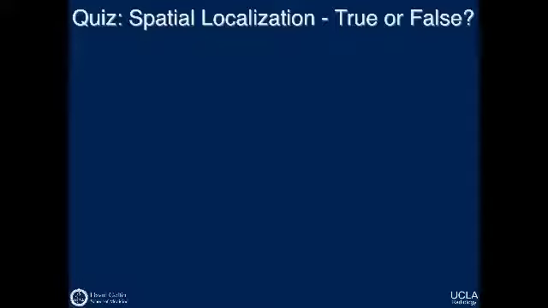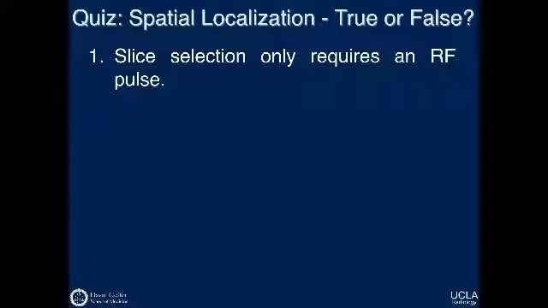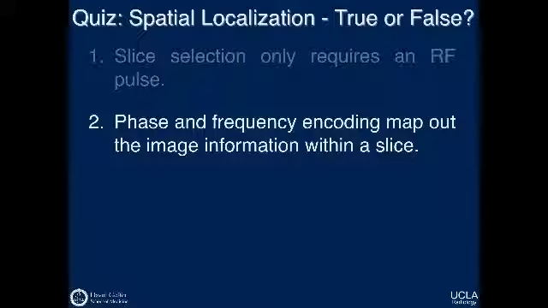Okay, a little true-false. Slice selection only requires the use of an RF pulse. False, it's an RF pulse and a gradient, right? Those two things together. Phase and frequency encoding map out the image information within a slice. True or false? True, right? So slice selection kind of picks the slice for us, and then this kind of unusual concept of phase and frequency encoding is what lets us acquire information within that slice, the sort of two-dimensional pixel information.